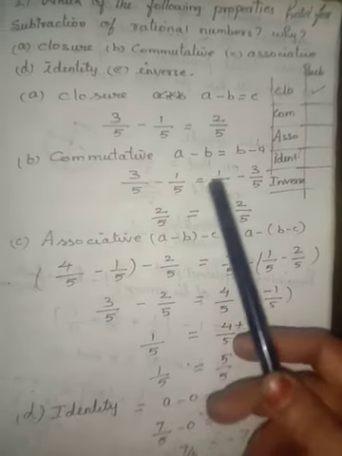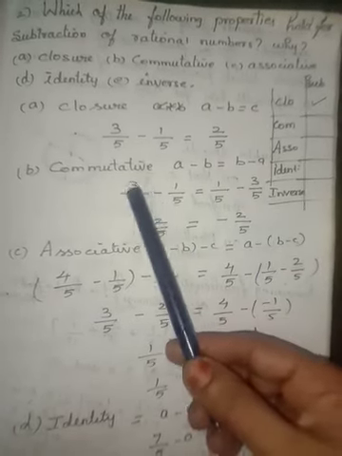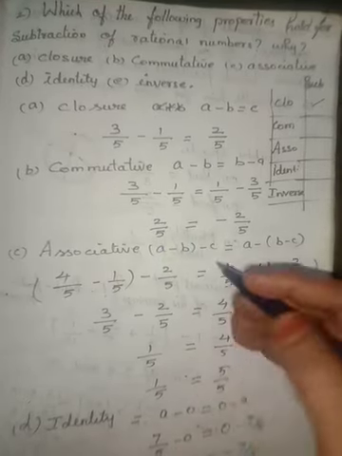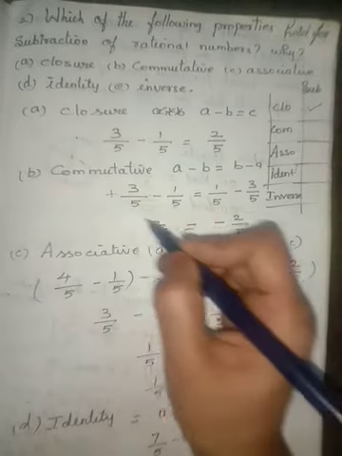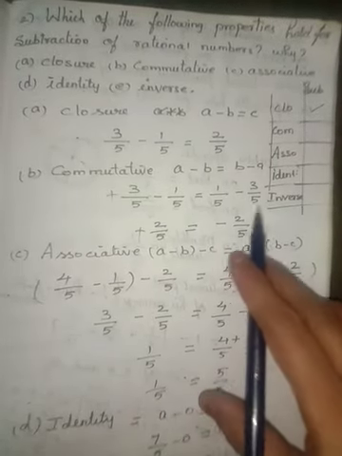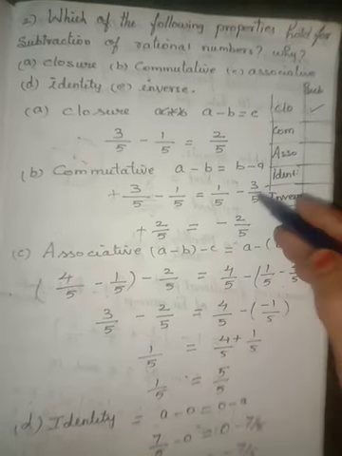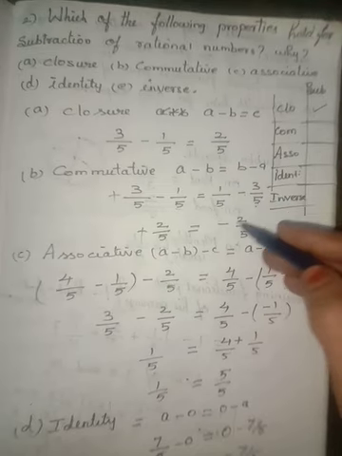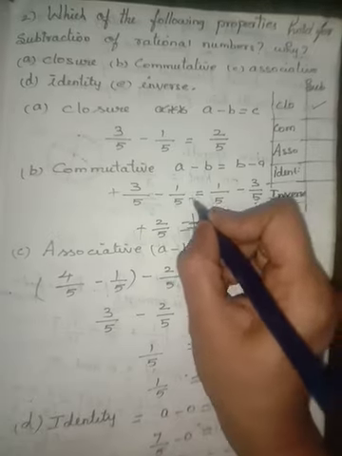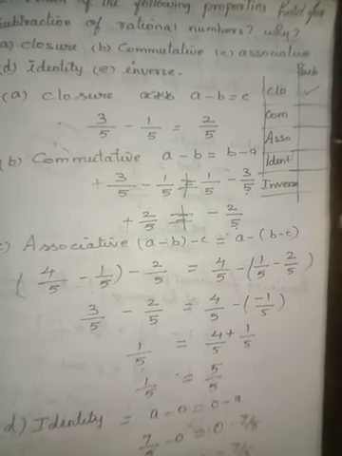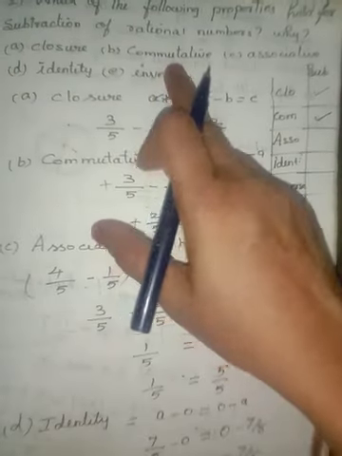So the next one, commutative property. What is the commutative property? a minus b is equal to b minus a. Substituting these two rational numbers, we get 3 minus 1, 2 by 5. So here the greater sign is plus, that way I put plus 2 by 5, but on the right hand side we are having the minus 2 by 5, because minus 3 by 5 is greater, that's why I put minus 2 by 5. So the left hand side is not equal to right hand side. So from this we can say that commutative property is not satisfied under subtraction. So the second point is verified.